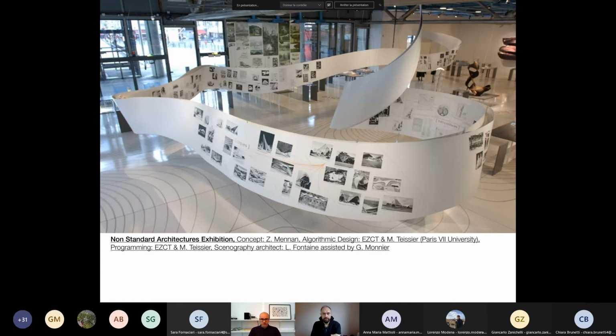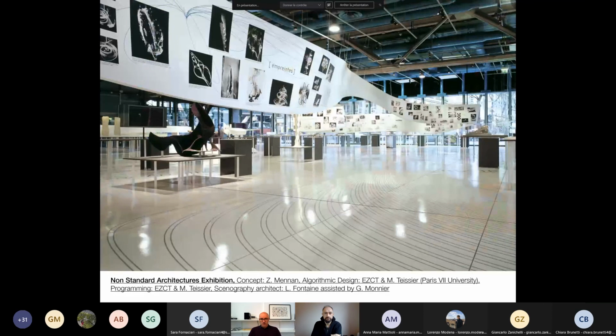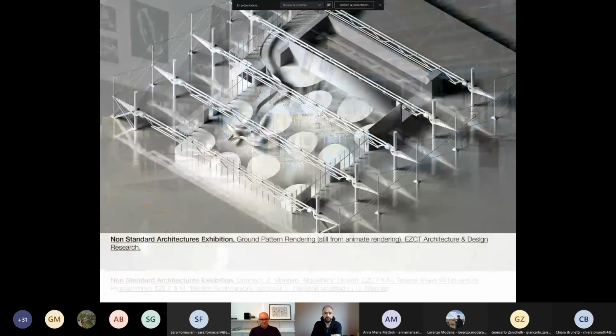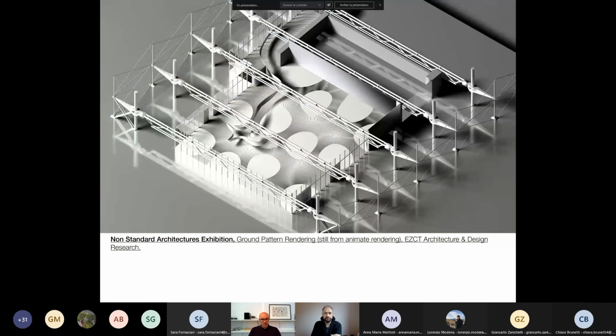I had to design this ribbon shape you see here. All of this shape was produced with digital tools, but also the pattern on the floor. The shape was done with an internal structure, and the pattern on the floor was printed with a gigantic digital printer.